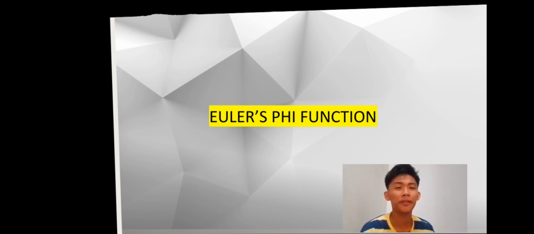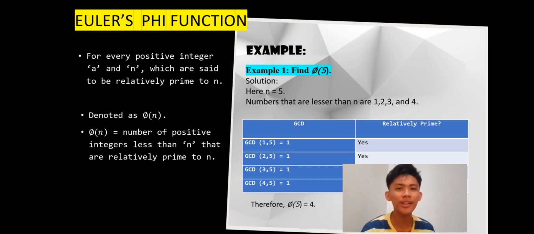First, we need to define what Euler's Phi Function is. So, Euler's Phi Function is for every positive integer a and n, which are said to be relatively prime to n. It is denoted as phi of n. And phi of n is the number of positive integers less than n that are relatively prime to n.